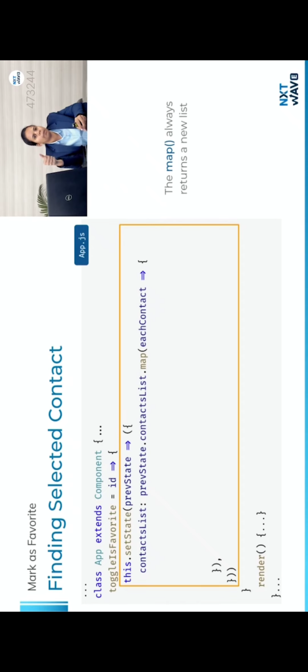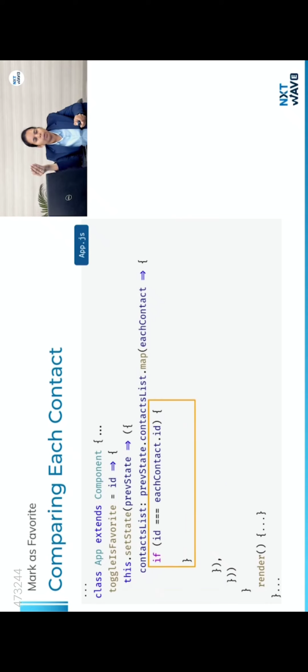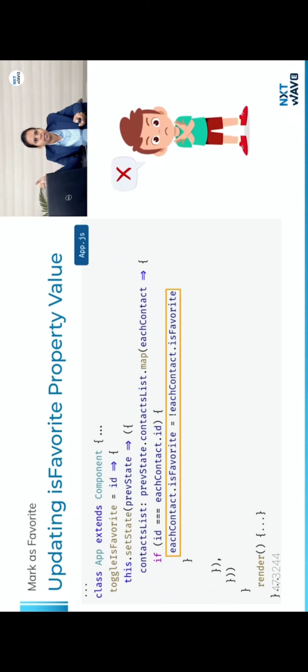So we are going to make use of the callback syntax. So this.setState, we are accessing the previous state. There you can see that will be passed as an argument to the callback. So within that, using the map, we are iterating over the contacts list. Over each contact, we have to check whether it matches with the ID that is being passed as an argument. If there is a match, then we have to update the isFavorite, right? eachContact.isFavorite is equal to not of eachContact.isFavorite. We are trying to toggle the value, right? If it is true, then false; if false, then true, right?